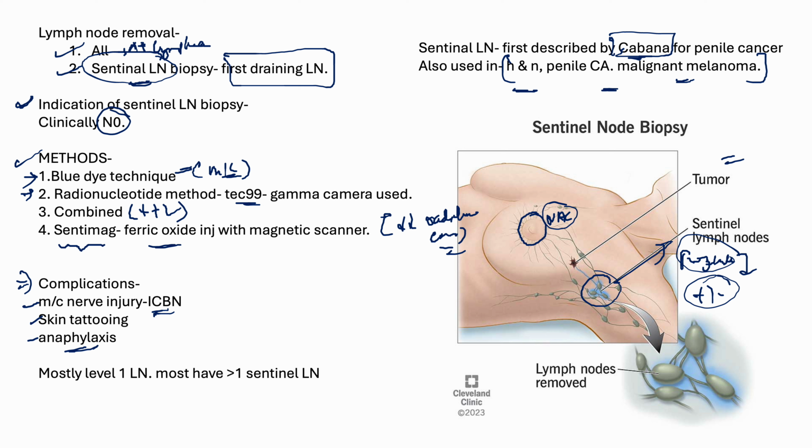Okay, mostly level 1 lymph nodes are involved. When we do a sentinel lymph node biopsy, mostly level 1 lymph nodes are involved. And one important thing is that there is most often more than one sentinel lymph node. It's not that it's draining into only one. So you will always find that more than one lymph node is involved, and we usually end up removing 3 to 4 lymph nodes after sentinel lymph node biopsy.